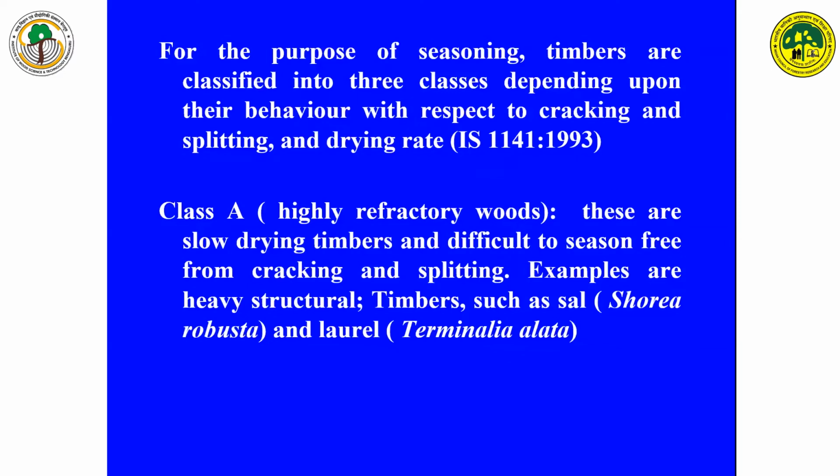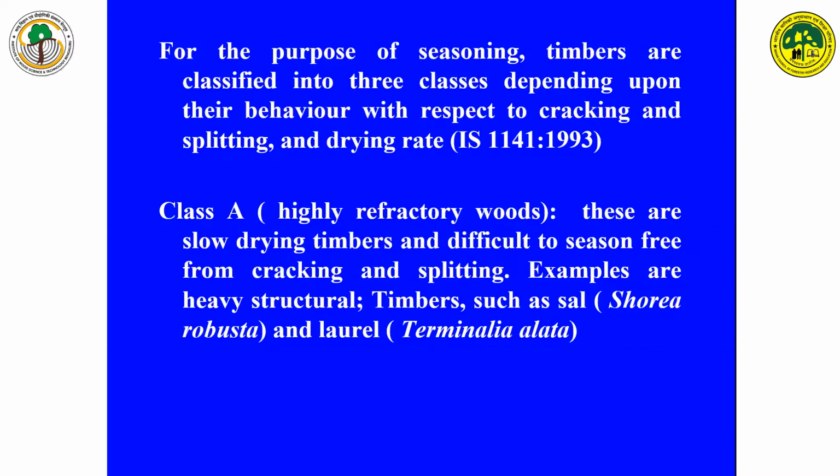So there are class A woods, which are highly refractory woods. Examples are Soria, Robusta, Laurel. Why are they highly refractory? Because their permeability is very poor. Now, what is permeability? It is the ease of movement of water through wood. Water moves through wood inside the capillaries present in the wood, just like capillaries, veins and arteries are present in our body. Wood is also a biological material, so fine capillaries are there.